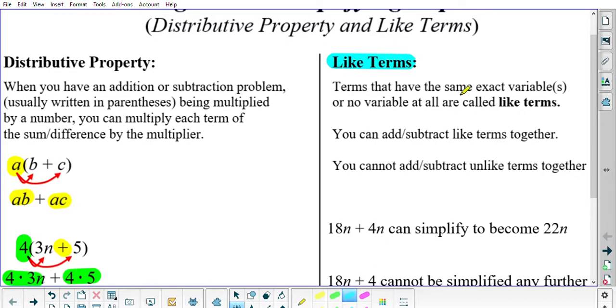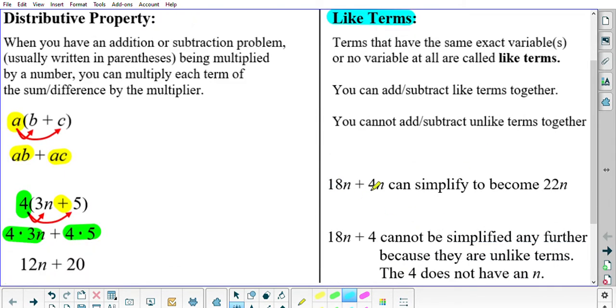Terms, what are like terms? They are terms that have the same exact variable, or possibly the same exact multiple variables, or possibly no variable at all on both terms. Either way, that's what we call like terms, terms with the exact same variable or no variables at all. Why does this matter? Because you can add or subtract like terms together. You cannot add or subtract unlike terms together.